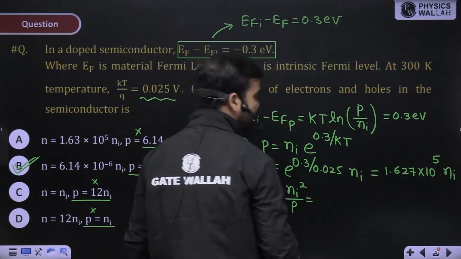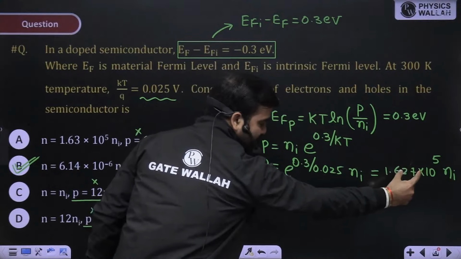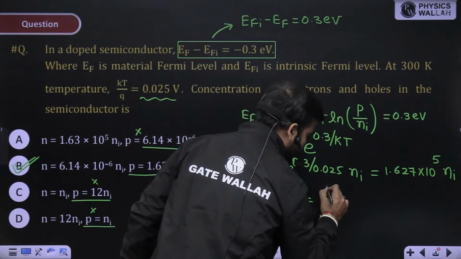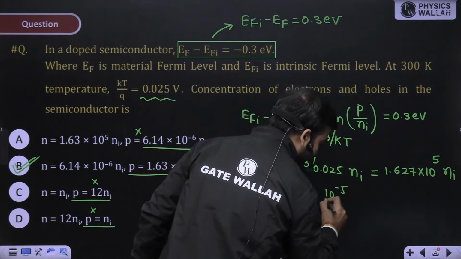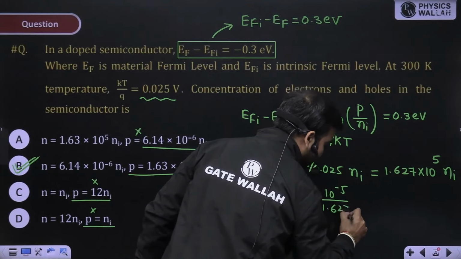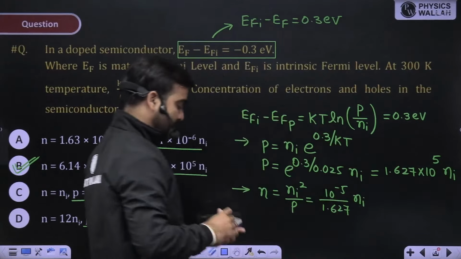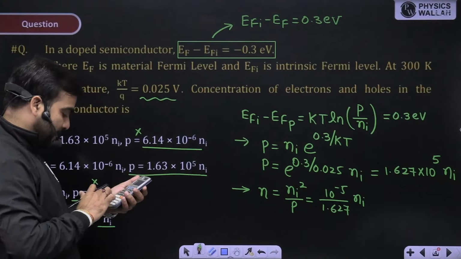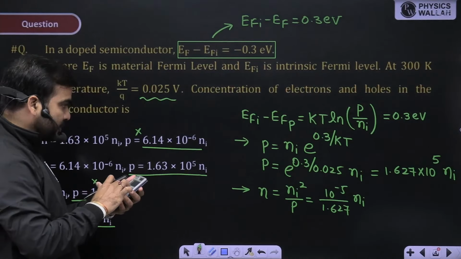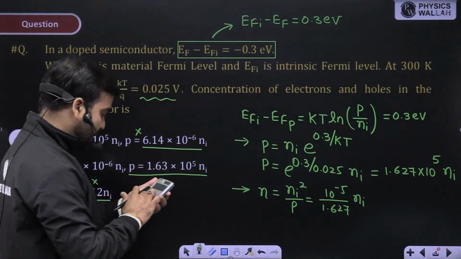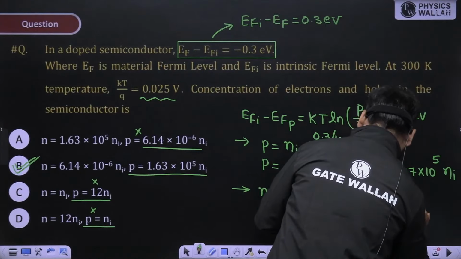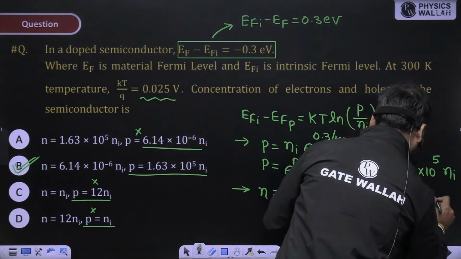Ni square upon P means Ni square divided by this. So if you put this in the denominator, Ni will cancel out. So you will have 10 to the power of minus 5 divided by 1.627 times Ni. If we calculate this, it is 10 to the power of minus 5 divided by 1.627, and this comes to be 6.14 into 10 to the power minus 6 times Ni.